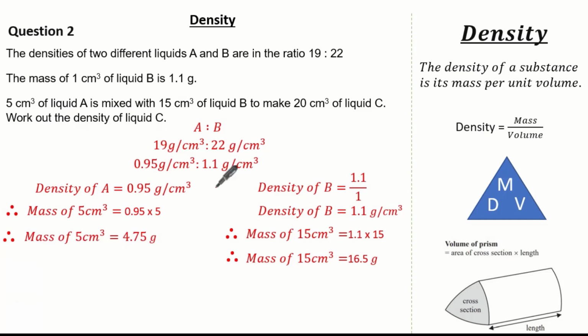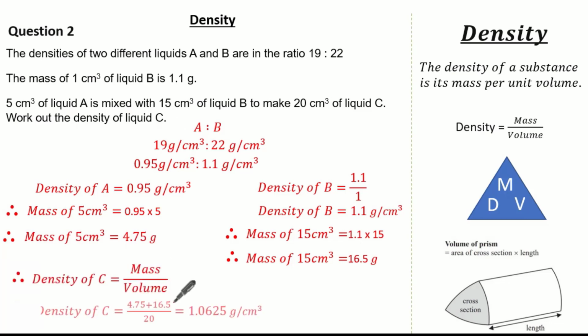Now remember, we're asked to work out the density of liquid C. So to work out density, we know it's mass divided by volume. Well, the total mass would be our 4.75, add our 16.5, over the 15 centimeters cubed, add to our 5 centimeters cubed, which is 20. So therefore, the density of C is 1.0625 grams per centimeters cubed.